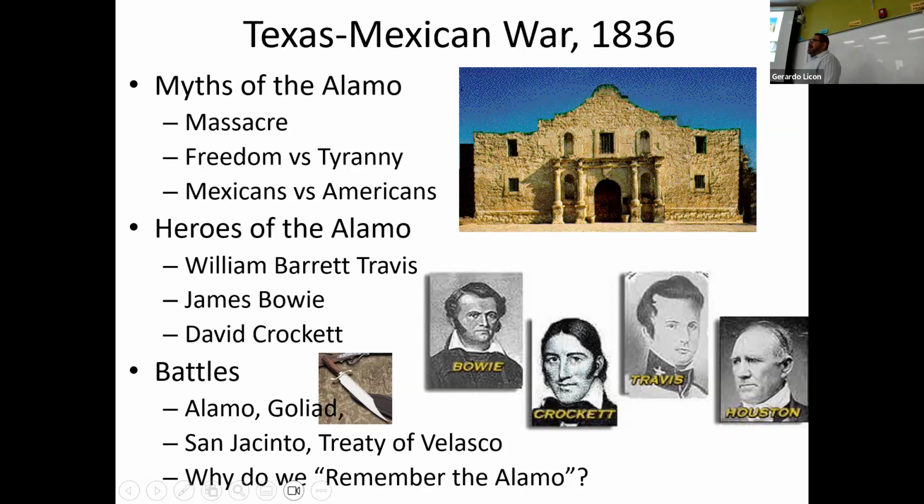David Crockett was one of the most famous people in the United States at that time. He's been considered the first media celebrity in US history. He was famous for being a frontiersman, a person that lived out in the frontier, interacting with Native Americans and just living out in the frontier, kind of like the Wild West. And so, yeah, he was very famous for that.